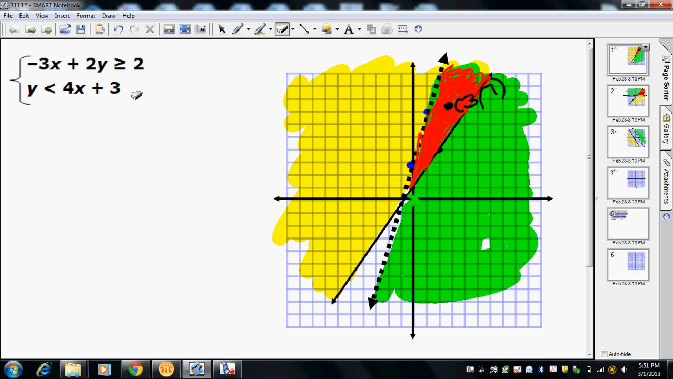Then I graphed this other inequality, y is less than 4x plus 3, and that's shown by the dotted line because it's not equal to. That's why there's a dotted line here, or a dashed line, and then I shaded all their solutions in green.